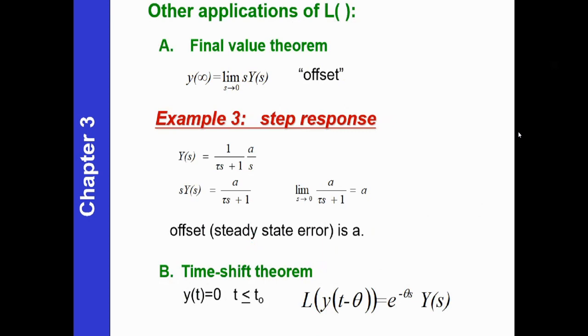Get the step response of Y(s) is 1 over 2s plus 1 times a over s, for example. Taking the s outside, you have sY(s) equal to a over 2s plus 1. So for s equal to 0, this term becomes a.